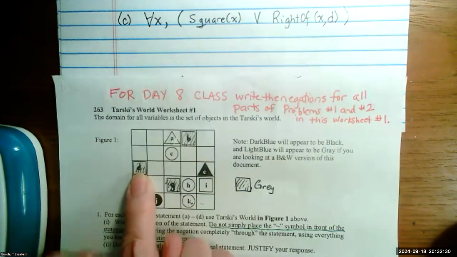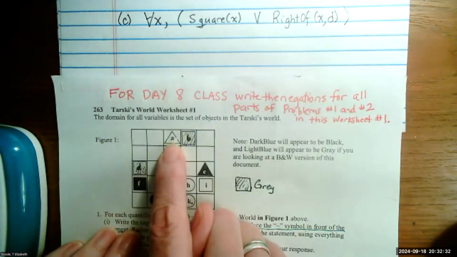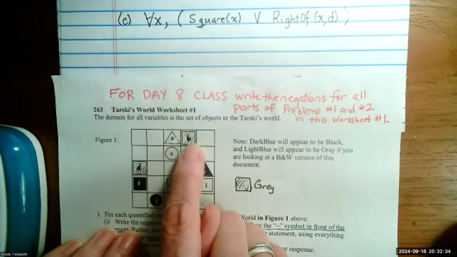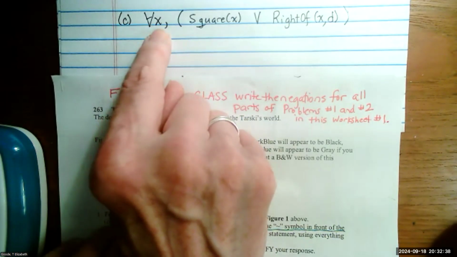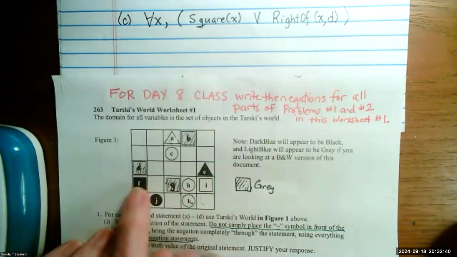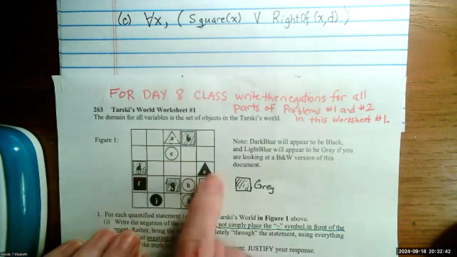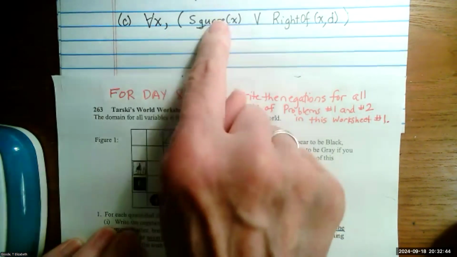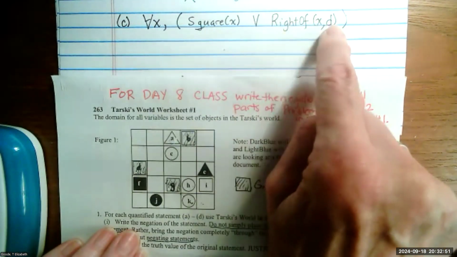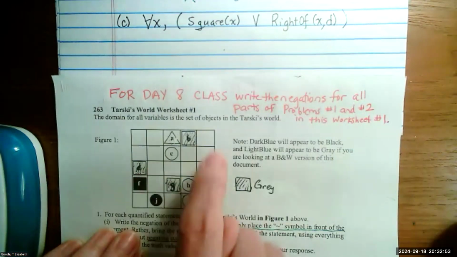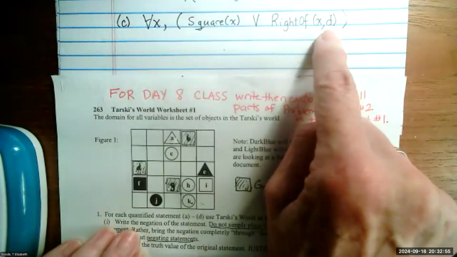So far we've checked it. It works when X is A, when X is B, when X is C, when X is D. It's going to have to work for every single X. So we just keep checking each one of these and let them be X. When X is E, is square E true or right of ED? Yeah, right of ED is true because E is to the right of D. So it works when X is E.